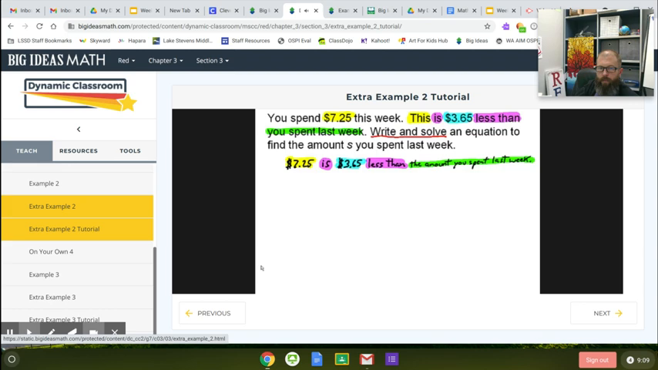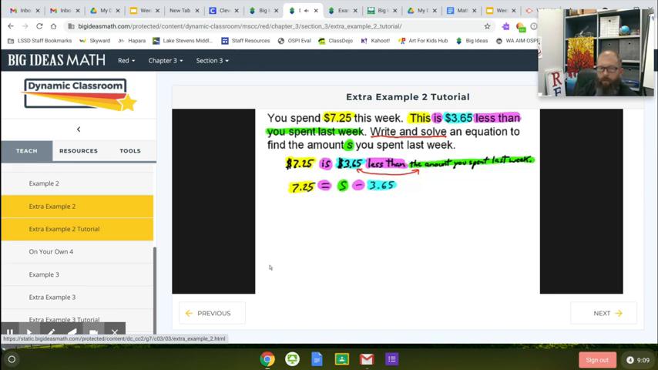Notice in the problem statement, we're going to use the variable S to represent the amount you spent last week. So now let's write an equation. Write 7 and 25/100ths. For "is," let's use equals. $3.65 less than the amount you spent last week. We're really subtracting $3.65, so let's switch the order of these two, and in our equation we'll have the amount S minus 3 65/100ths. So there's our equation.